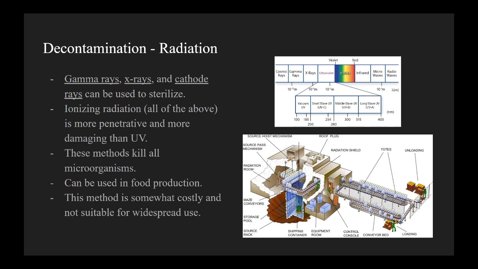Yeah, so instead of UV rays, you can also use gamma rays, X-rays, and cathode rays. These are essentially just more intense versions of light. You've probably seen this diagram in science class, right? So you have the spectrum of light. You have visible, you have UV here, and then you have X-ray, gamma, and then cathode rays are within this range as well. They just mean electrons themselves. So these can also be used to sterilize. And all these are called ionizing radiation.